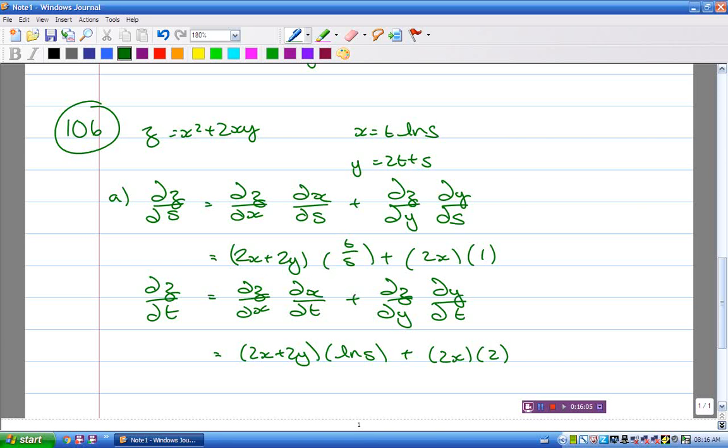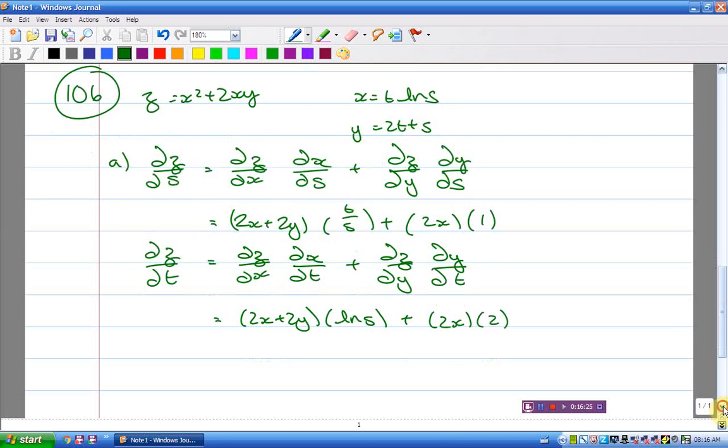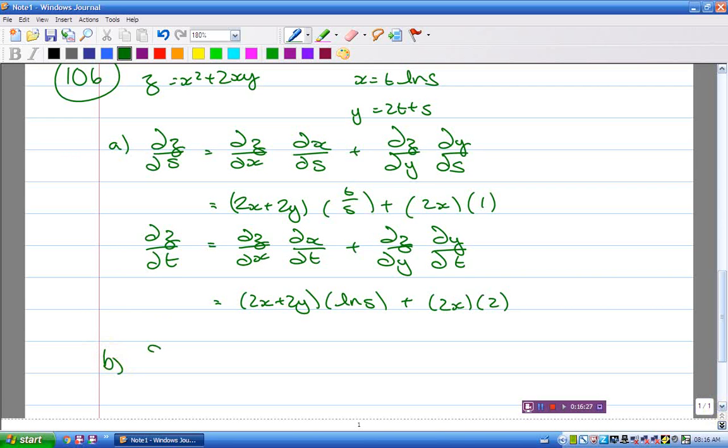That's fine. It's not a problem. Yes, you've got x's and y's all mixed up with t's and s's. It's fine. If you want to replace every x with t ln s and you want to replace every y with 2t plus s, go ahead, but you don't have to. Okay, but here comes the sticky one. The second derivative of z with respect to s, d2z ds squared.